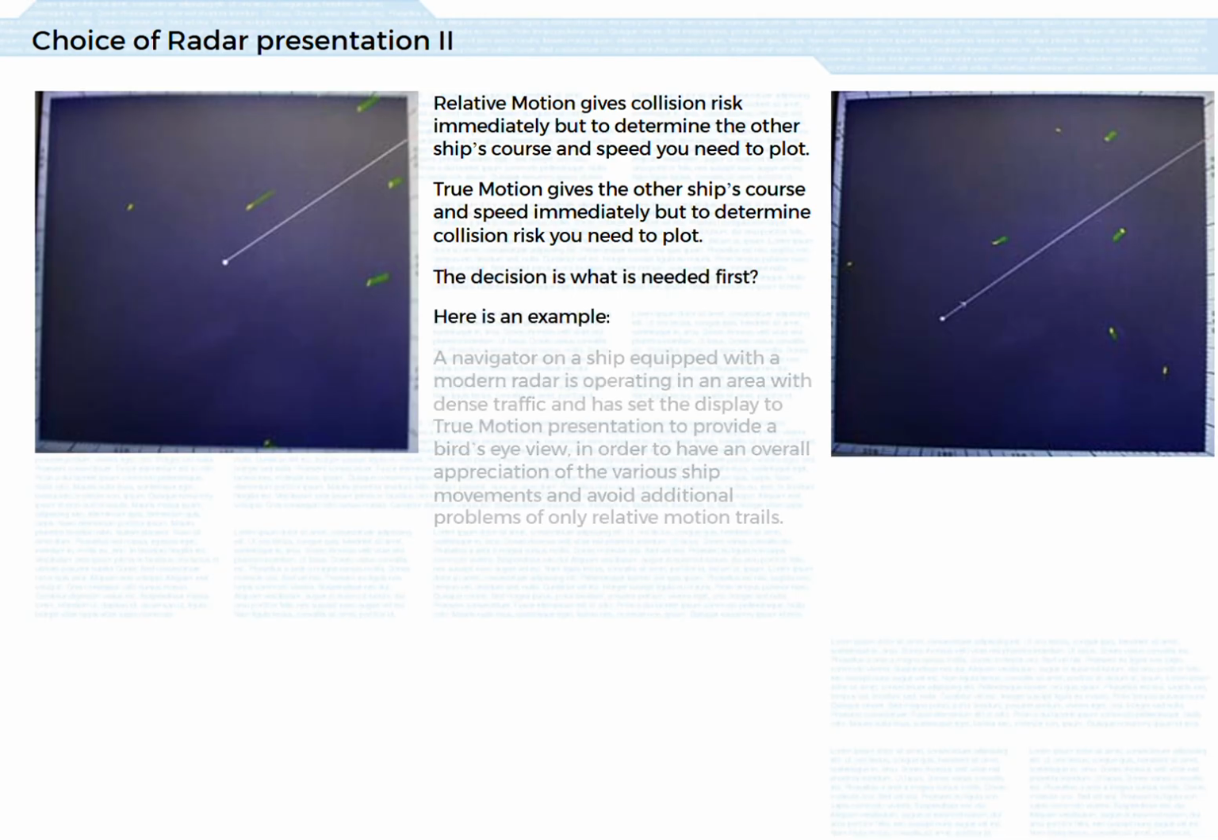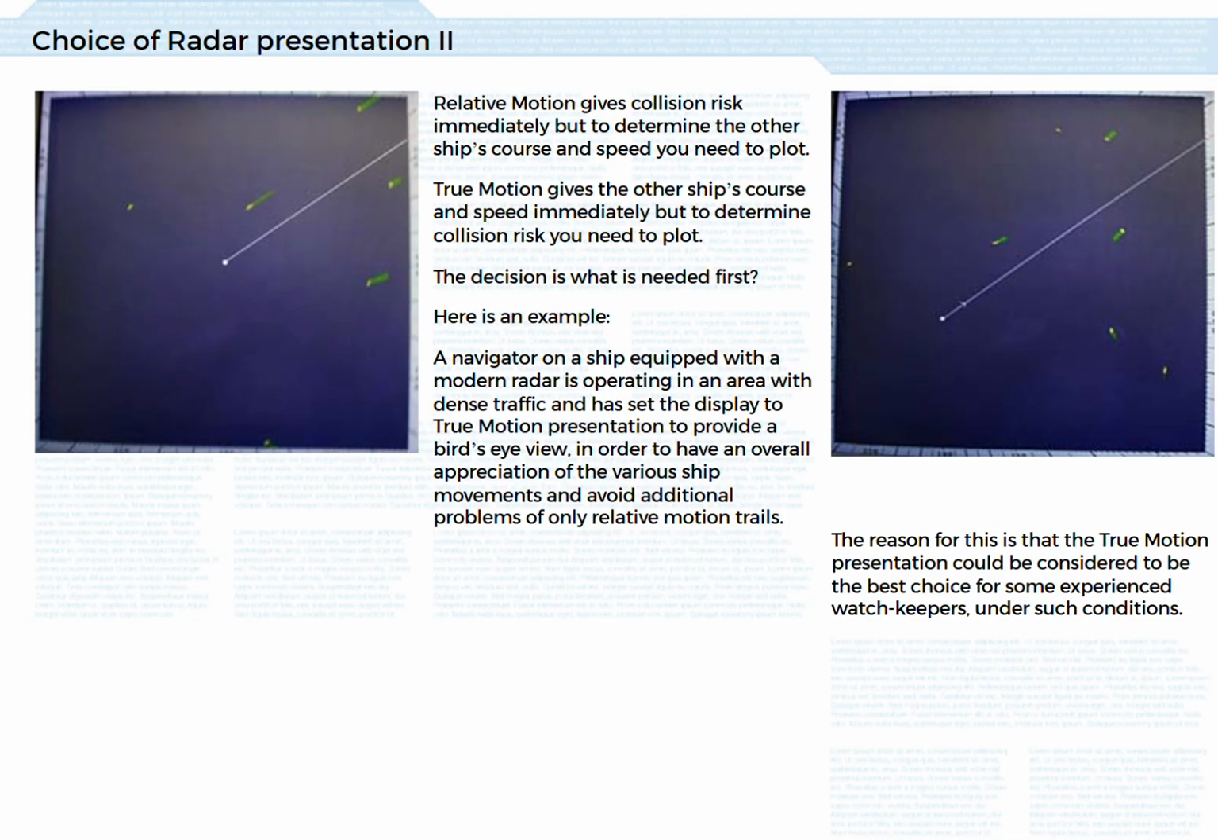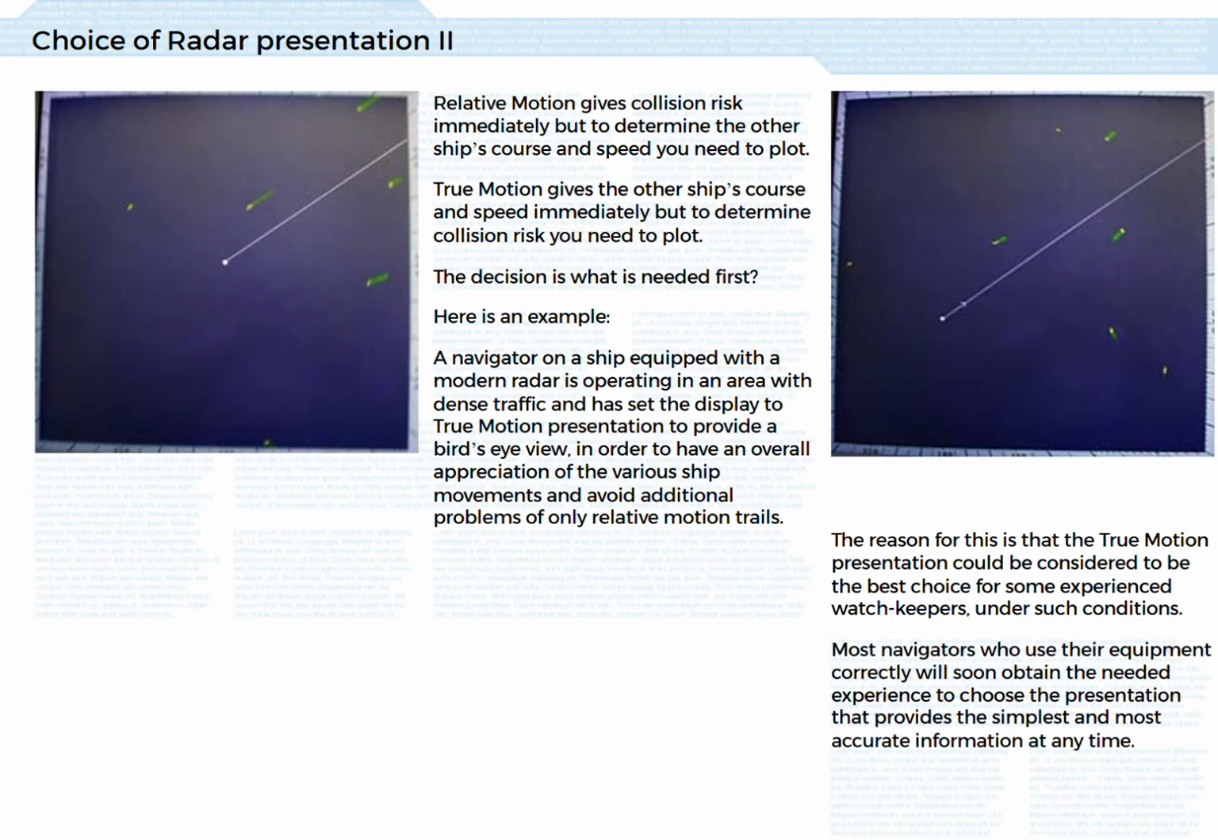Here is an example. A navigator on a ship equipped with a modern radar is operating in an area with dense traffic and has set the display to true motion presentation to provide a bird's eye view in order to have an overall appreciation of the various ship movements and avoid additional problems of only relative motion trails. The reason for this is that the true motion presentation could be considered to be the best choice for some experienced watchkeepers under such conditions. Most navigators who use their equipment correctly will soon obtain the needed experience to choose the presentation that provides the simplest and most accurate information at any time.